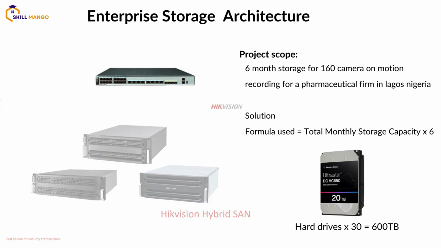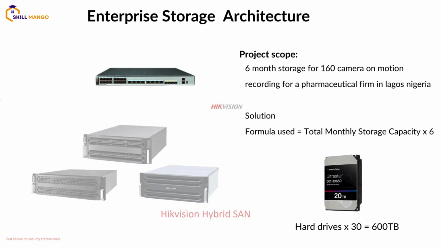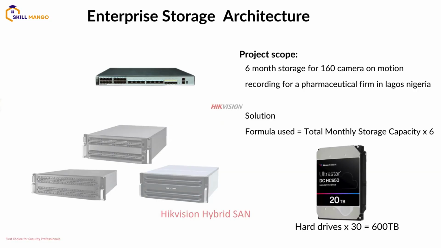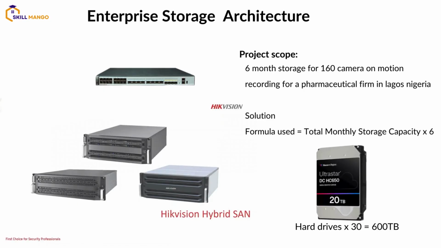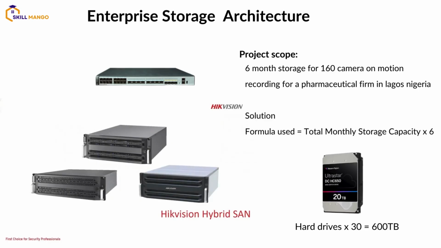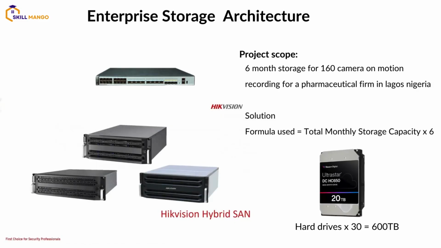This is just a formula here. The formula we use is total monthly storage capacity multiplied by 6. So their total monthly storage capacity as of now is 100 terabytes for 1 month. That's what they're using. We multiply that by 6. All right? That's a practical scenario. Very practical. All right? So this is exactly what we use.